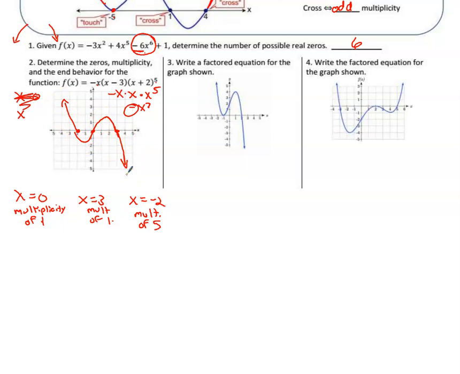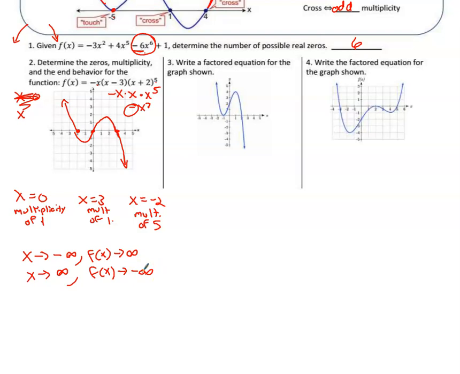So to describe the end behavior, as x goes to negative infinity, that means as x goes to the left, this graph is going up. So the y values, f of x, is going to infinity. As x goes to the right, to positive infinity, the y values, f of x, is going down to negative infinity.